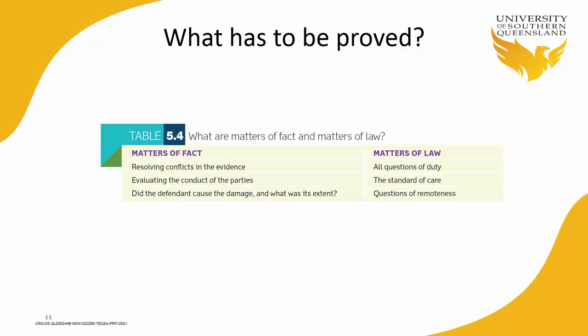Now remember there are two types of causation. One of them is the actual causation question, but there are also questions of remoteness, or what we now call scope of liability, as we'll see later in a minute. These are matters of law, as well as establishing questions of duty, and also the standard of care that would establish whether there has been a breach or not. All right.